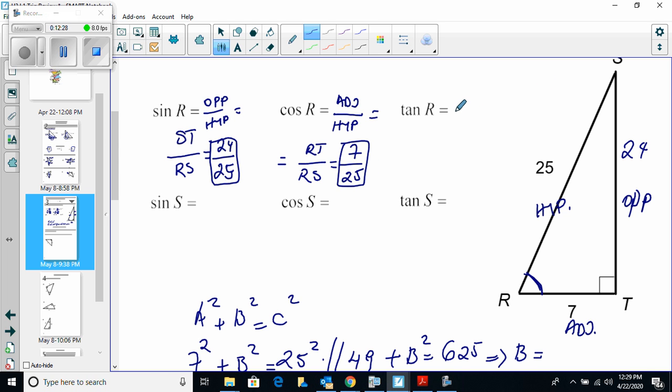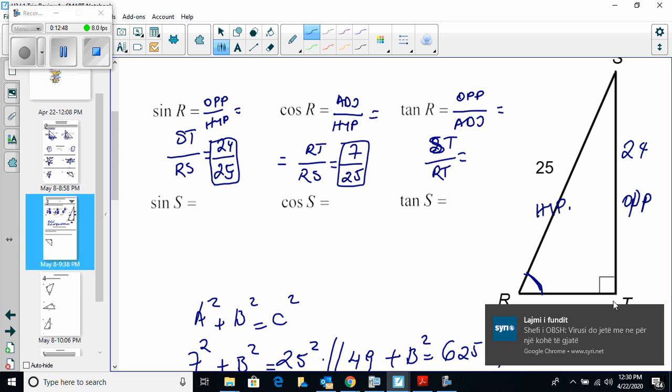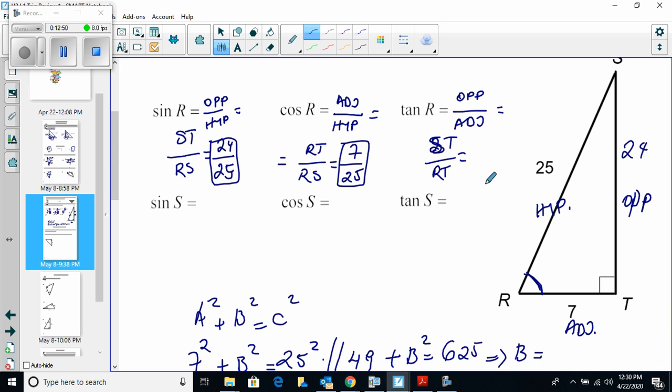For tangent, it is opposite over adjacent. The opposite of angle R is ST, and the adjacent is RT, which means that the tangent of angle R will be 24 over 7.